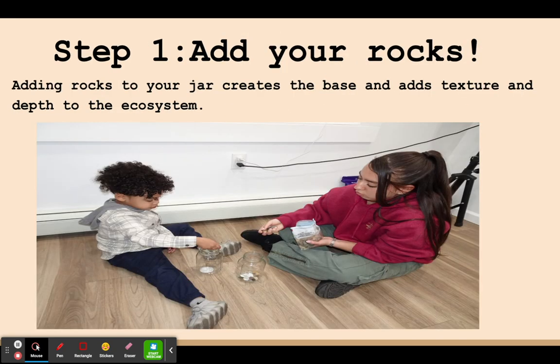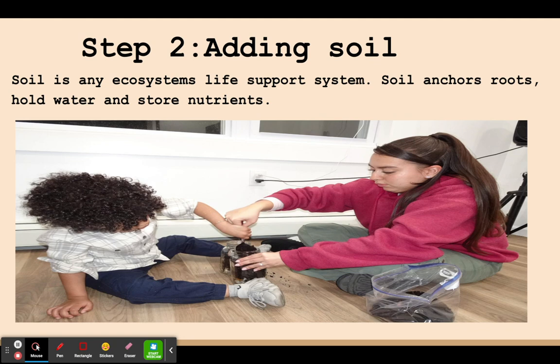Step 1. Add your rocks. Adding rocks to your jar creates the base and adds texture and depth to the ecosystem. Step 2. Adding soil. Soil is an ecosystem's life support system. Soil anchors roots, holds water, and stores nutrients.